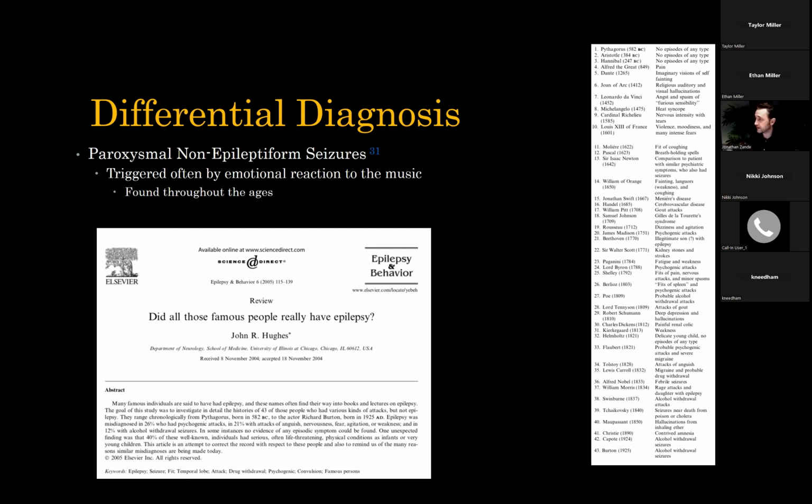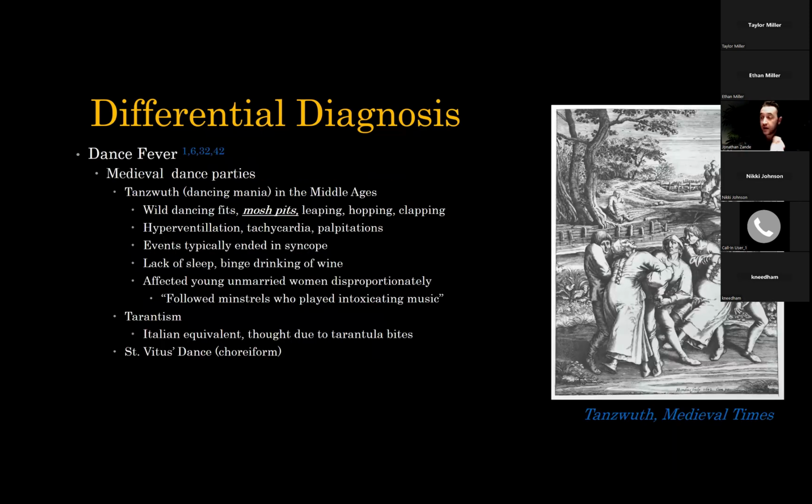Michelangelo, the great artist, was thought to have epilepsy. Turns out it's probably just syncope from the heat of him standing and painting all those things for all that time. Handel, the musician himself, famous for his Messiah piece, was thought to have epilepsy, probably just had cerebrovascular disease. So it's important to keep that differential in, because this can be mistaken for other things too.